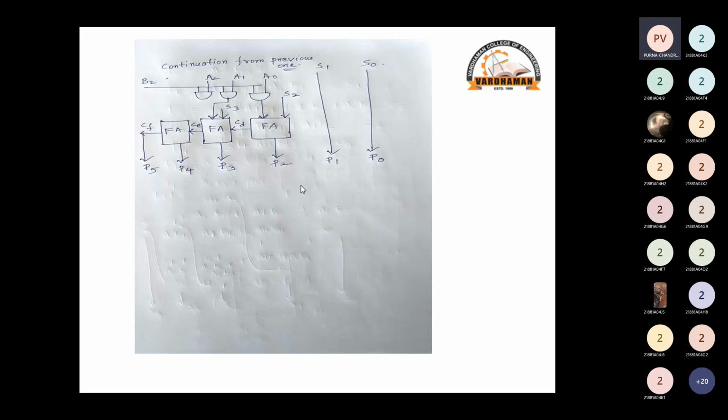With this, we are done with module 2. Next class, we will start module 3, that is sequential circuits. There, first of all we will see the difference between sequential and combinational circuits, and also the difference between synchronous and asynchronous sequential circuits. Then we will move on to the next topics. So this is about the carry look ahead adder and binary multiplier.